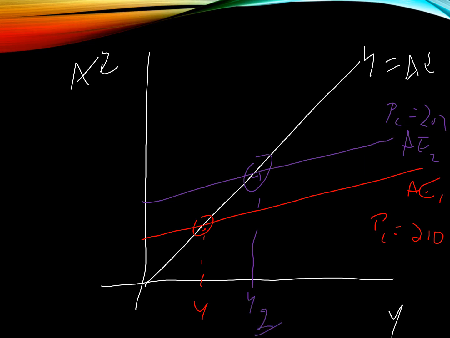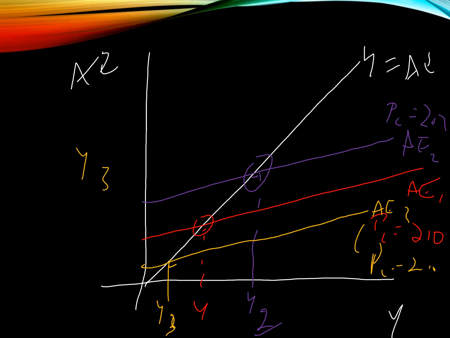Let's say that the price level goes up to like 215. Well, that's going to shift AE down to here. So we have aggregate expenditures 3 corresponding to price level 215. We have a lower GDP right here. So we have Y3 corresponding to price level 215. We have Y2 corresponding with price level 207. And we have Y1 corresponding with price level 210.